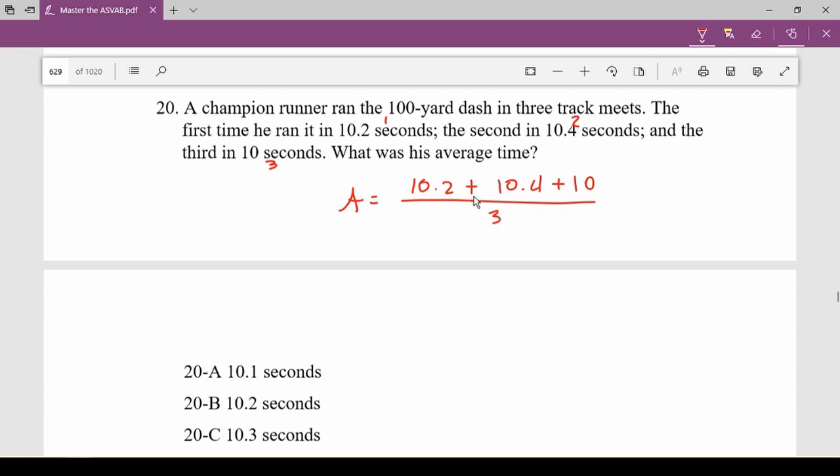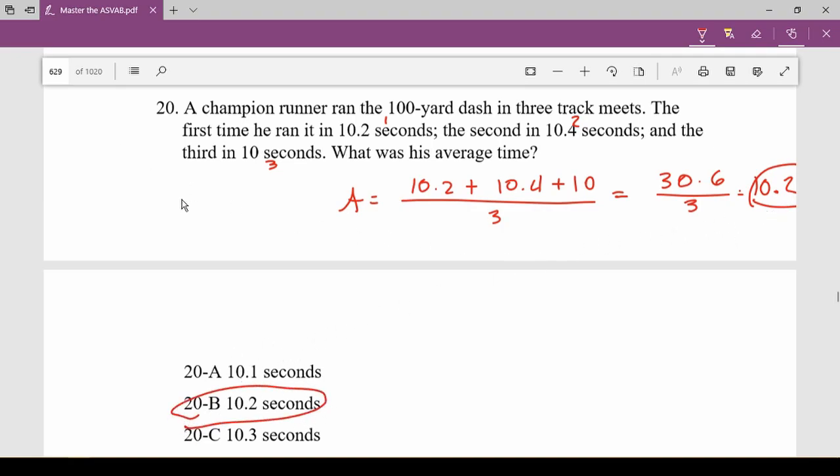We can do this one. We can do part of this one in our head. 10 plus 10 plus 10 is going to be 30. 0.2 plus 0.4 is going to be 0.6. So this becomes 30.6 over 30. We can do this math in our head too. 3 goes into 30 10 times. Keep your decimal there. 3 goes into 6 twice. So we know the average is 10.2.